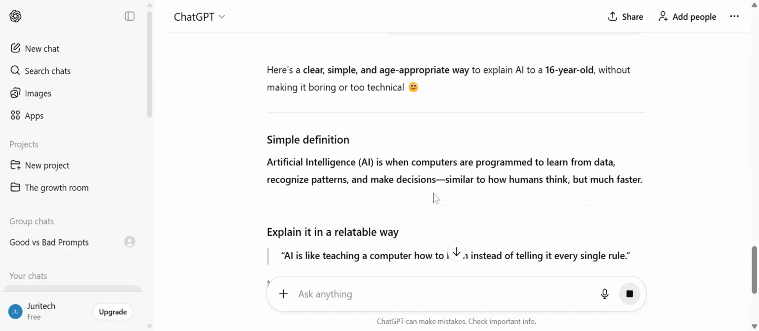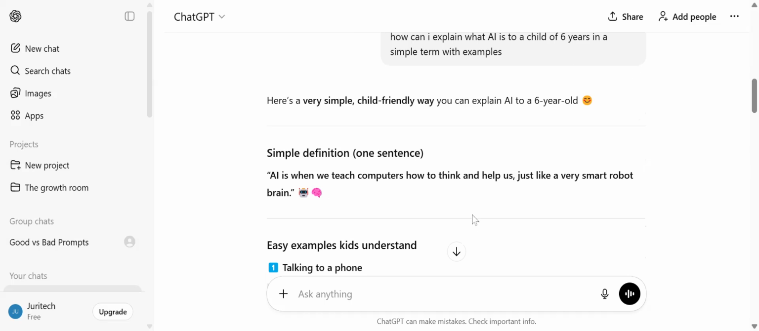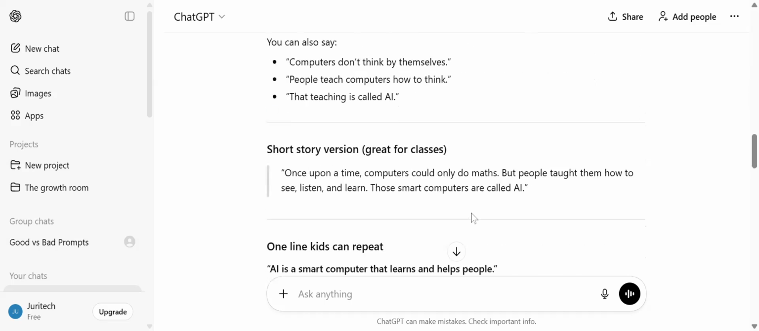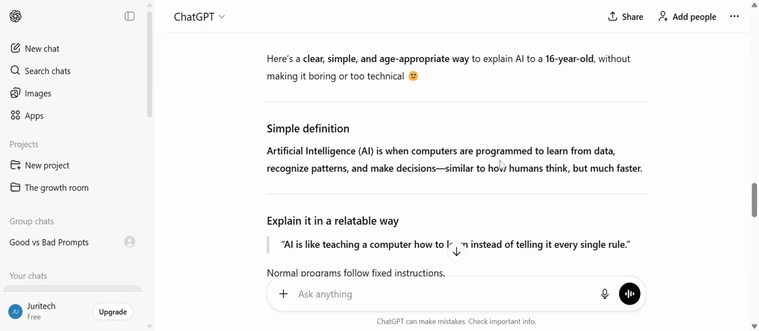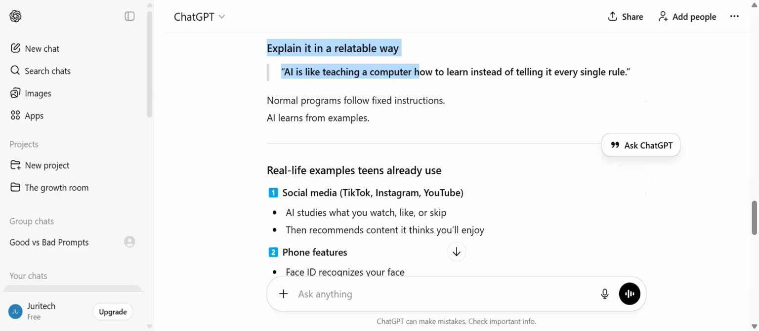We can see that it's giving us a different response. The first one is different from this. Now it's using the word programmed, while here it's not using the word programmed. Here it says AI is when we teach computers, because a child of 6 years does not know what programming is, does not know who a programmer is, does not even know the word program. Now it's saying AI is when computers are programmed to learn from data, recognize patterns, and make decisions similar to how humans think but much faster, with examples in a relatable way. So these are things we can use.